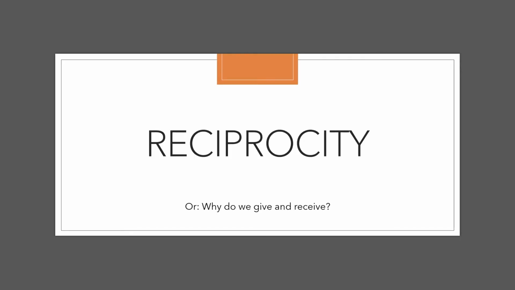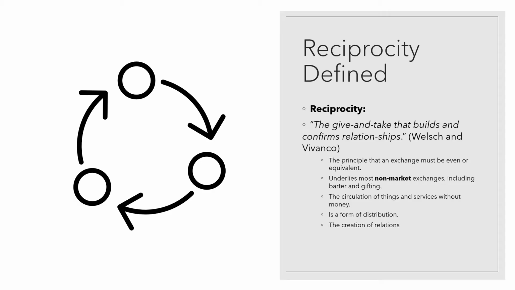So, reciprocity, or in other words, why do we give and receive? The book gives the definition that reciprocity is the give and take that builds and confirms relationships. And that's important because reciprocity isn't just an economic idea. It's about how human beings interact with one another, how we form relationships.